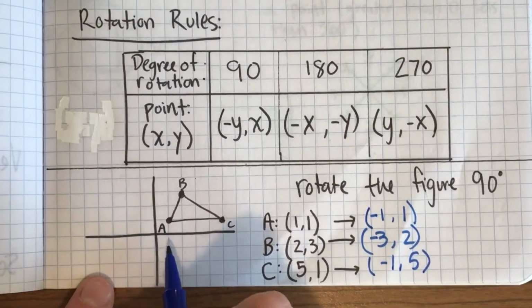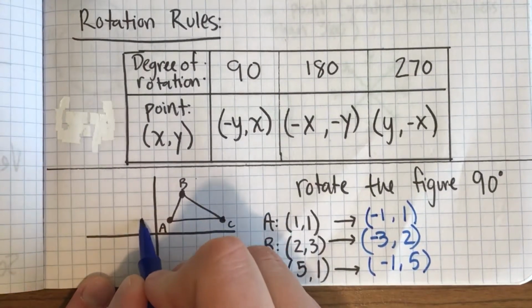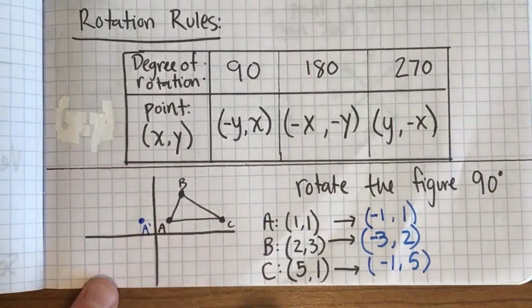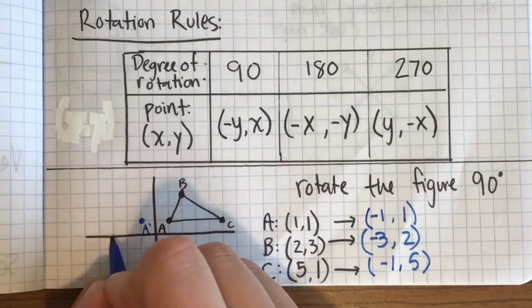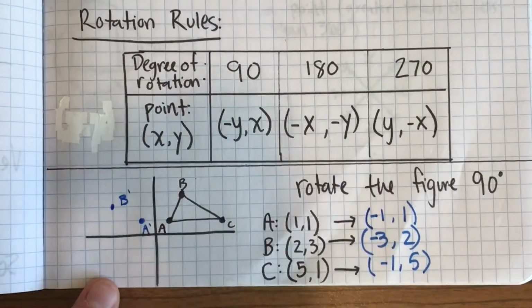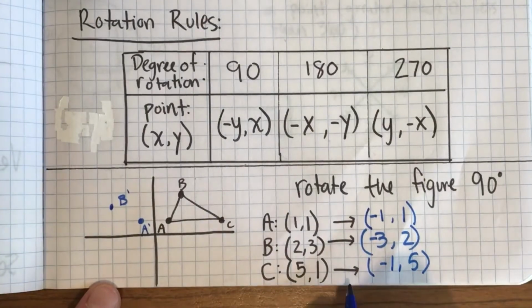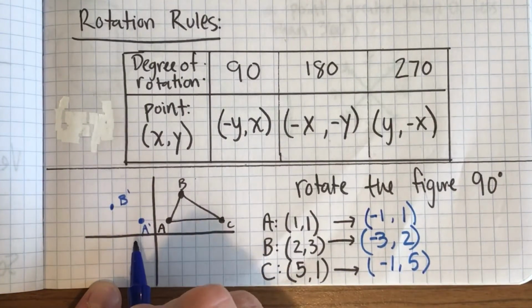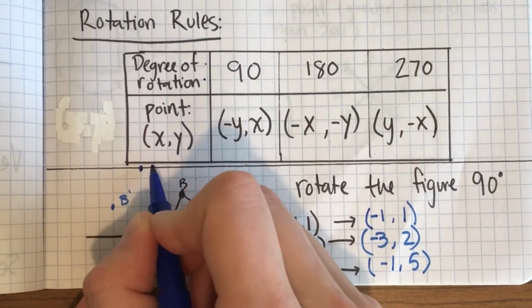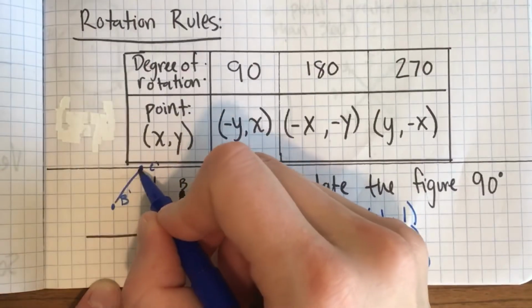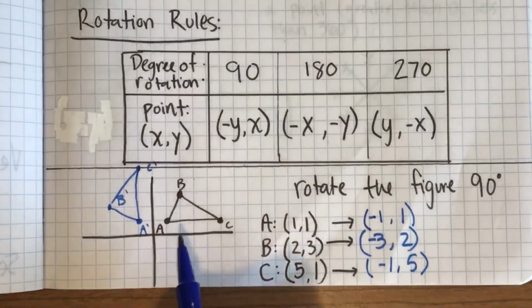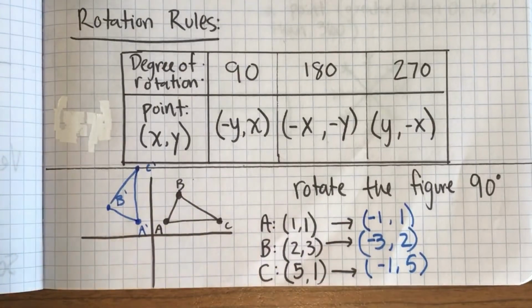All right, so let's go ahead and graph this. Our A would be over 1, up 1. So this would be A prime, B prime. All right, (negative 3, 2). And C prime, over negative 1, up 5. And so that's rotating that triangle 90 degrees.